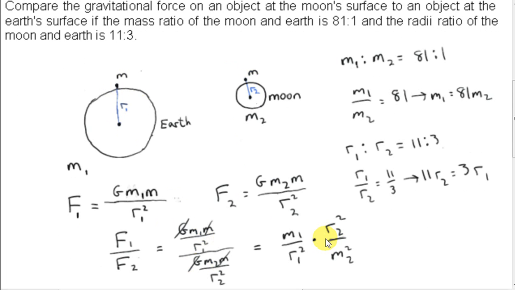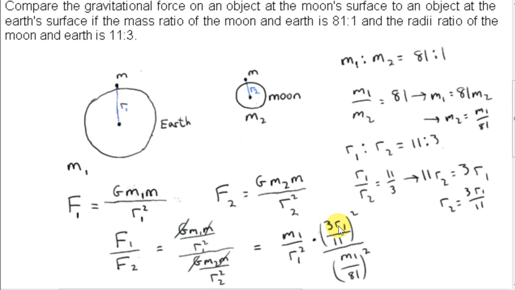Next we are going to plug in for R2. We're going to write R2 in terms of R1, and we will write M2 in terms of M1. Okay, so we're going to get an R1 squared on top here, which will cancel with this one. The denominator shouldn't be squared here actually. So conveniently M1 goes out.